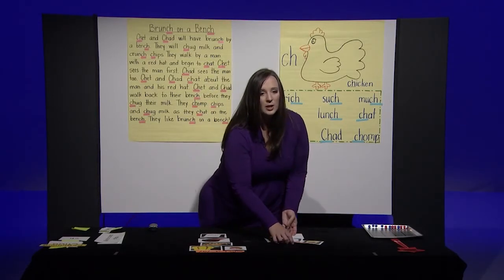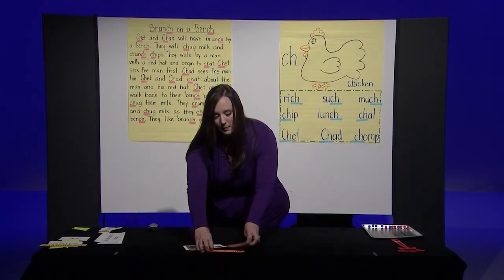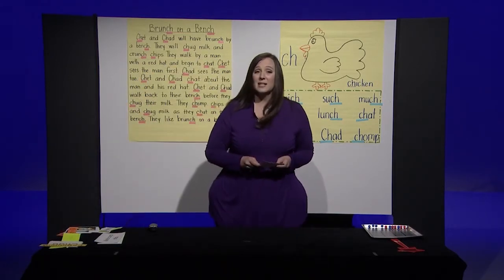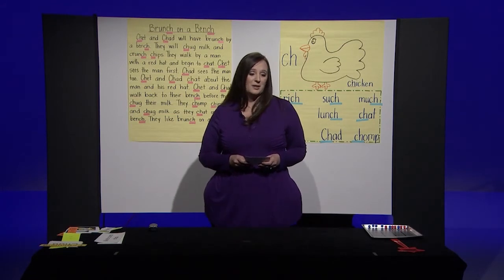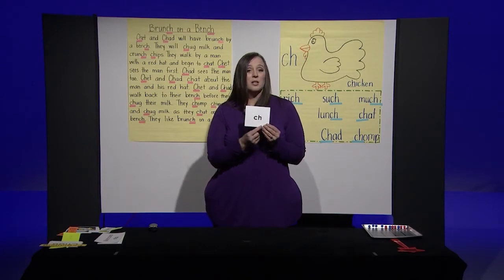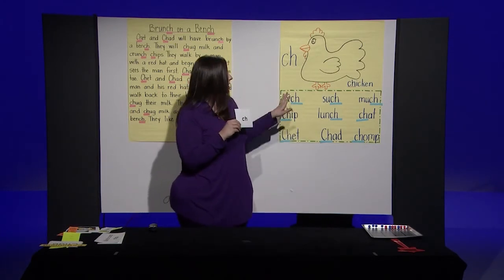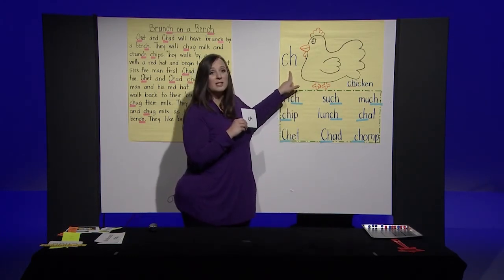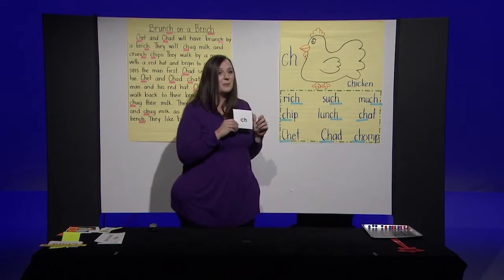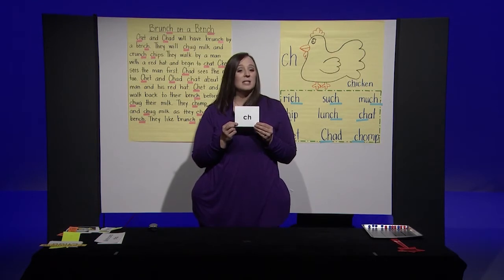Next, let's review our target skill for the week. If you've been with us this week, you will recall that our target skill is digraph CH. Digraph CH is two letters that come together to make one sound, the ch sound. We looked at this chart a few days ago. The ch sound is the same beginning sound that the word chicken has. When C and H come together, we have the sound ch.